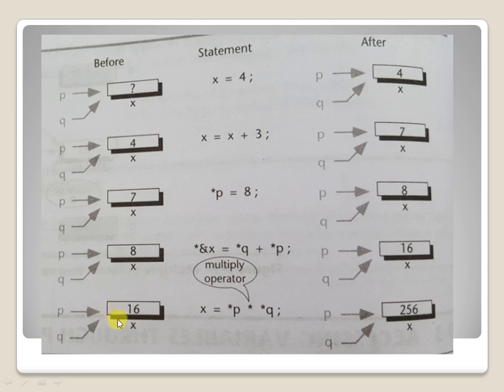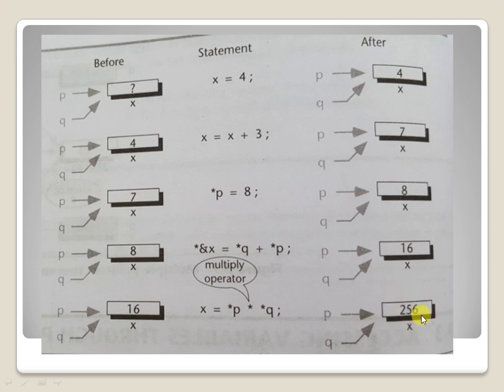Are pointing to the variable x, that is holding the value 16. And if you see this statement in between, it's *p * *q. How this operates is *q is the latest value, that is 16, and *p is also the latest value 16, and the center star denotes the multiply operator. So 16 gets multiplied with 16, and ultimately the result gets stored in x.